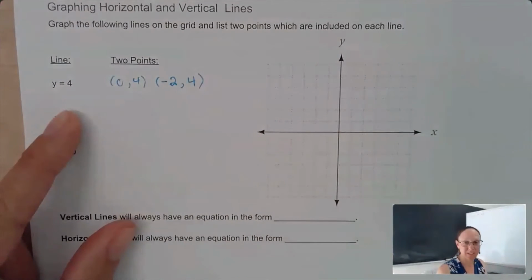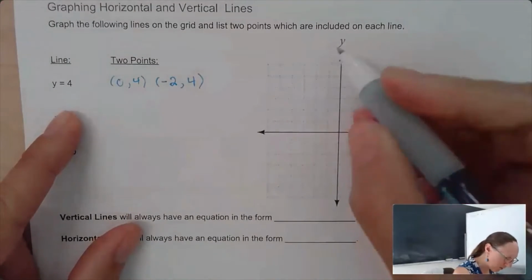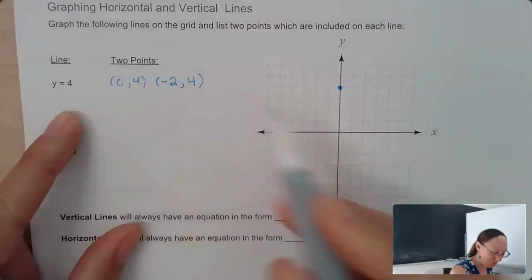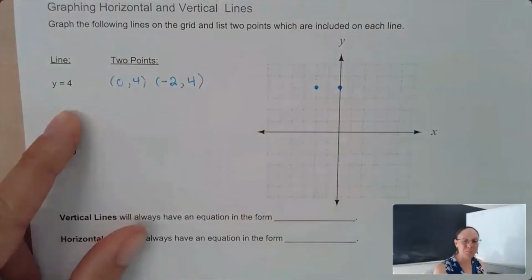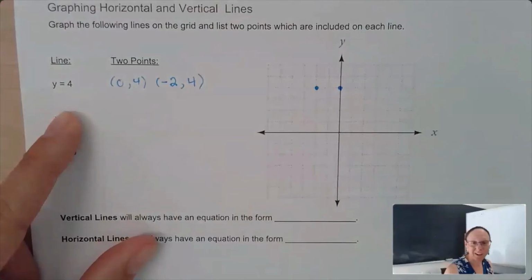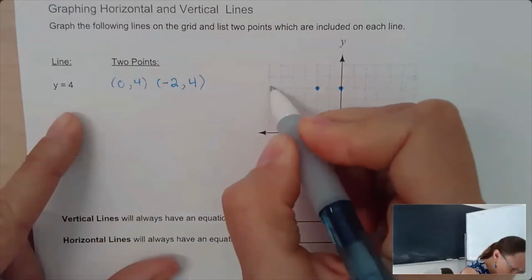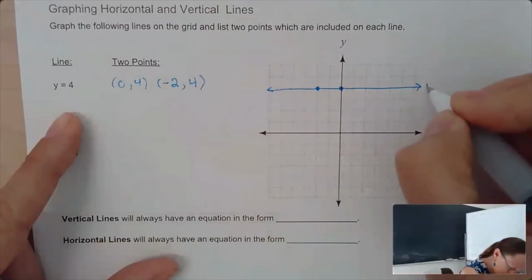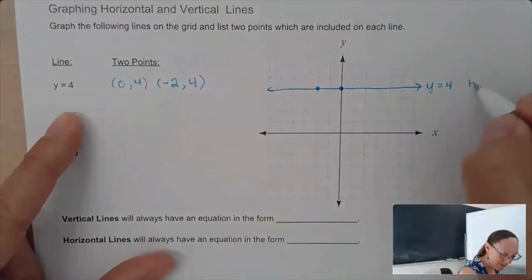And if I think about graphing these points, 0, 4 says don't change the x, but go up 4. This says 2 to the left and up 4. And if we can plug in any value for x that we want, and the y value is always 4, this results in a line that looks like this. And this is a horizontal line.